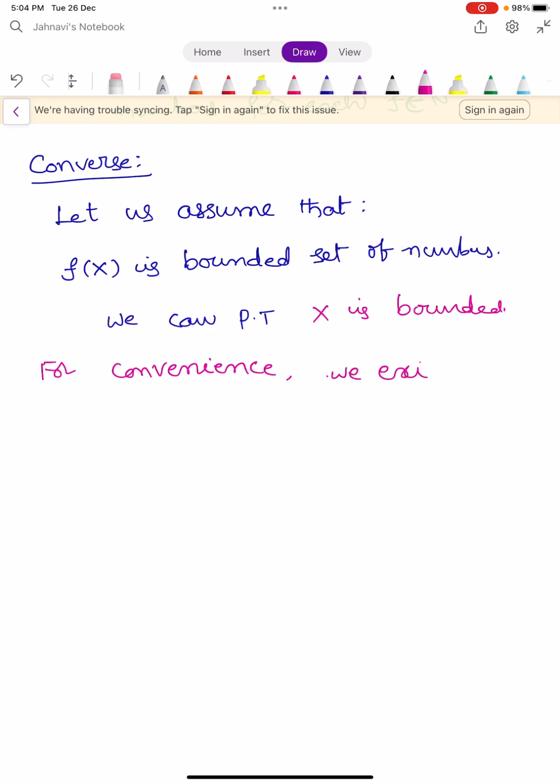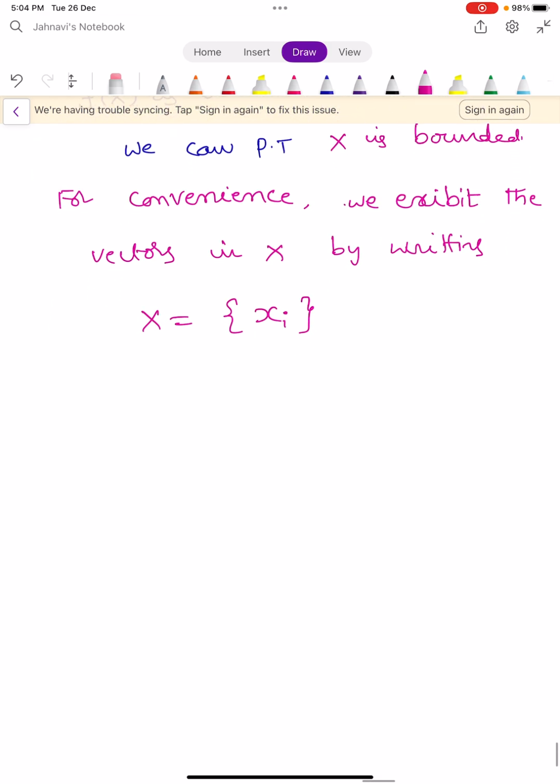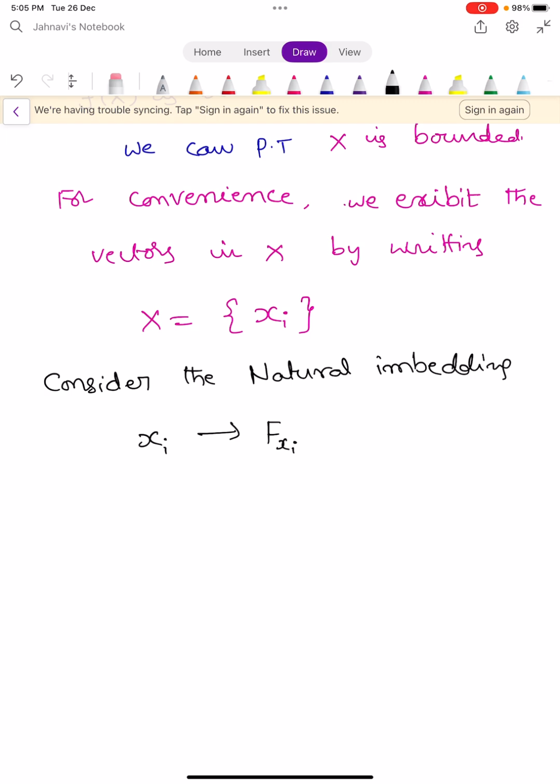For our convenience, we exhibit the vectors in capital X by simply writing capital X is equal to the set of all elements small xi. Consider the natural embedding that maps from small xi into capital Fxi of capital X into the conjugate space N star.